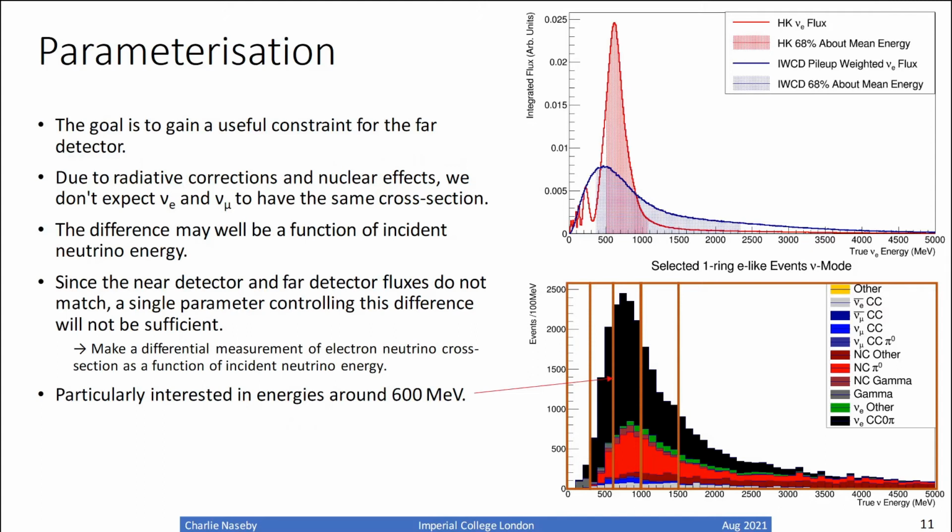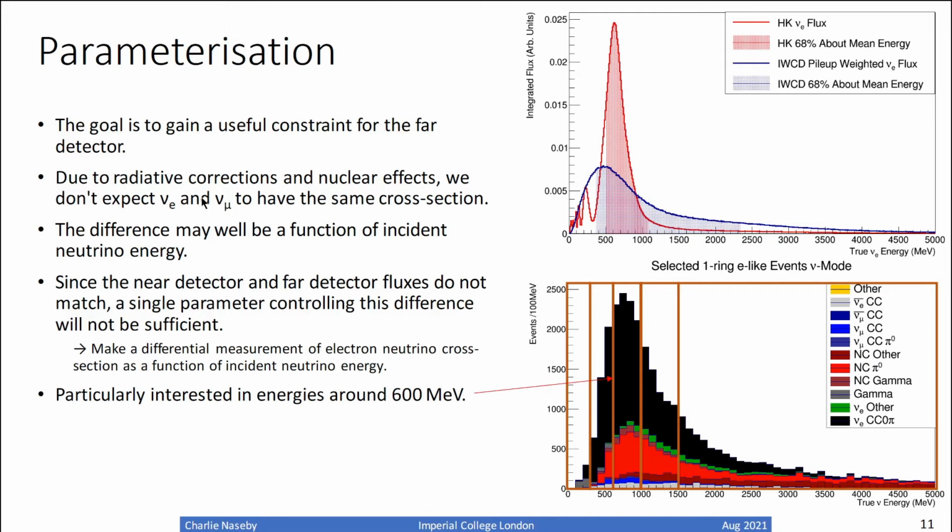Since we expect nuclear effects and radiative corrections to impact electron and muon neutrino events differently, we can't simply use our muon neutrino cross-section as our electron neutrino cross-section. And so we need to parameterize the difference between electron and muon, and likewise for antineutrino.